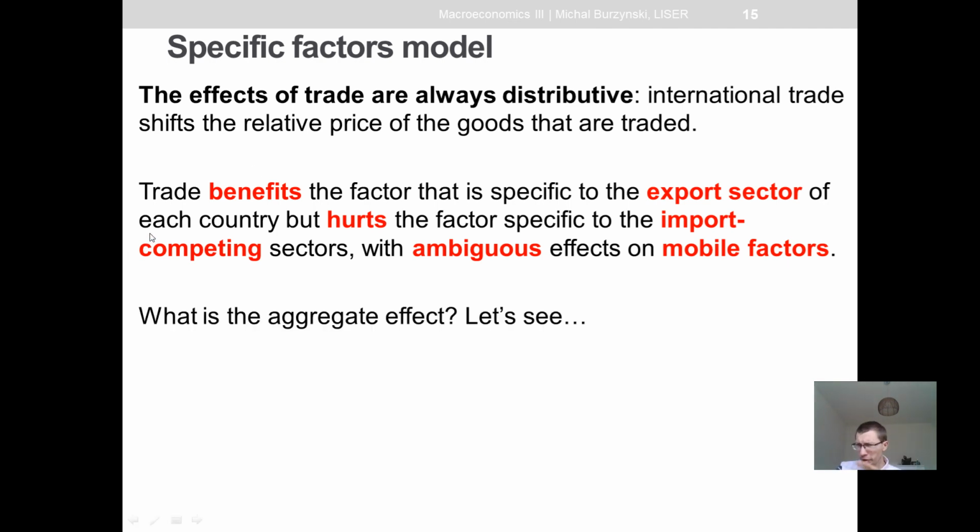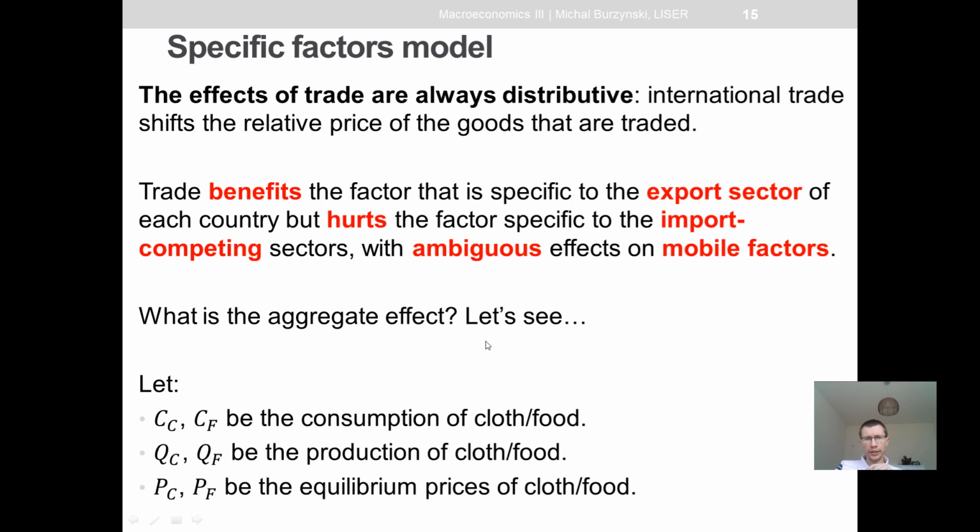This is something that we are not interested in for the moment in this particular lecture, because I just want to give you some very brief basics about the intuitions why international trade is profitable and beneficial for the countries. That is why, instead of talking about those distributive effects of international trade, let us talk about the aggregate effects of international trade. So what's the aggregate effect of opening up the economy into international trade?